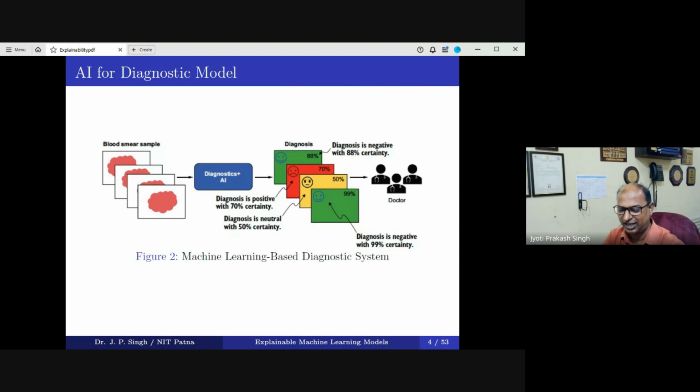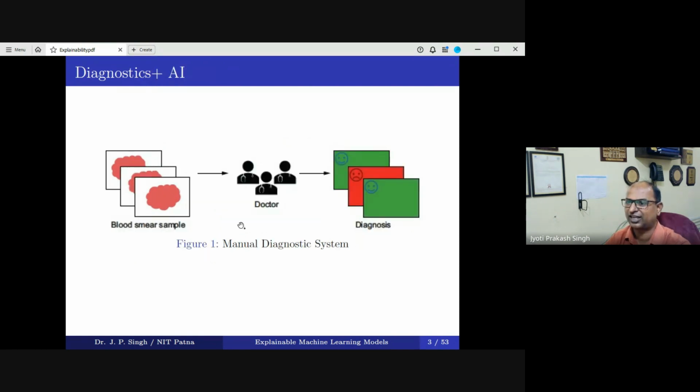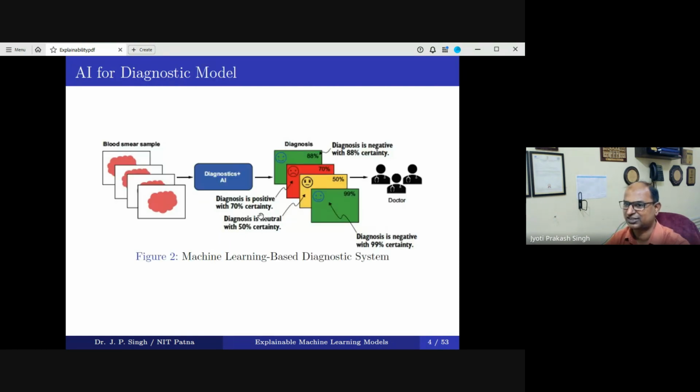You are working in this field. So he asked you, okay, nowadays I'm hearing a lot that AI can do this, so can you help me? And then you suggested, why not? Let's make a model. So let us say the earlier system is called a diagnostic system, and I can create a diagnostic plus AI system.